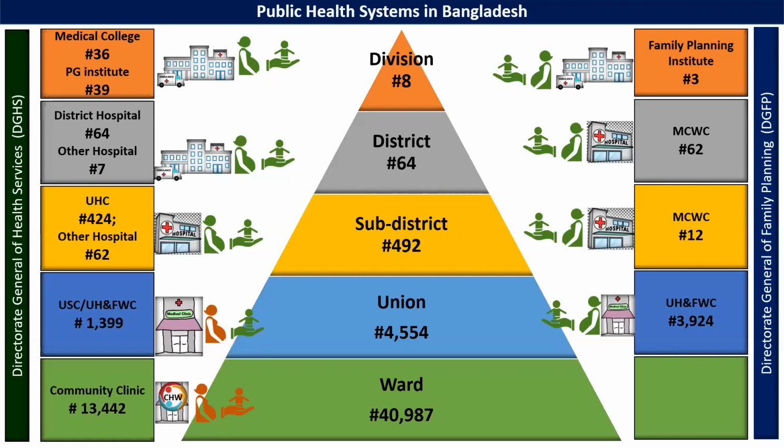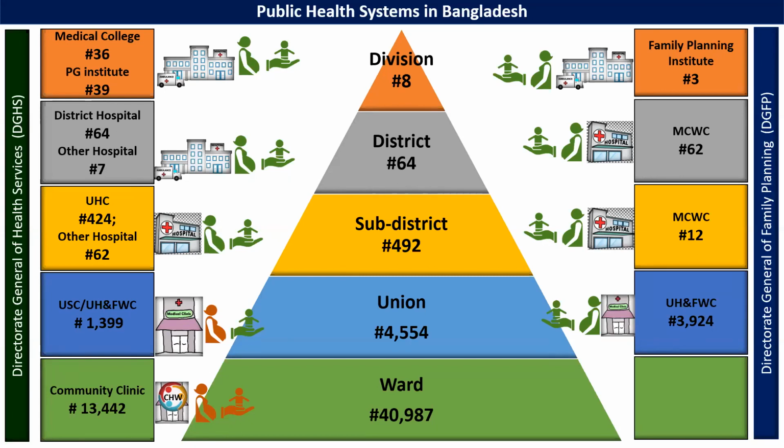To answer the first question, I will briefly explain the public health system of Bangladesh. In Bangladesh, there are 2 main implementing agencies, Directorate General of Health Services and Directorate General of Family Planning, DGHS and DGFP. On the left side, we see the type of facilities through which DGHS is catering the health services. And on the right side, we see the type of facilities through which DGFP is catering the health services from central to local level.